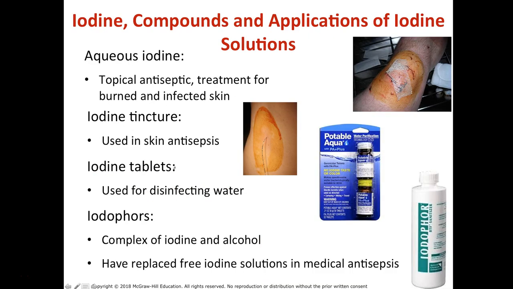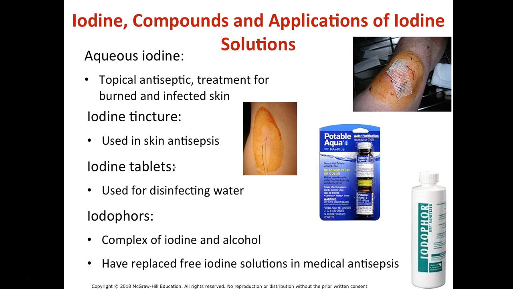All right, next we have iodine, or a couple different compounds of iodine. So we have our aqueous iodine, which actually, before we talk about aqueous iodine, let's talk about free iodine. Free iodine is going to be able to penetrate cells and disrupt the metabolic processes. So once again, those chemical reactions are able to take place in the cell and kill off the cell.